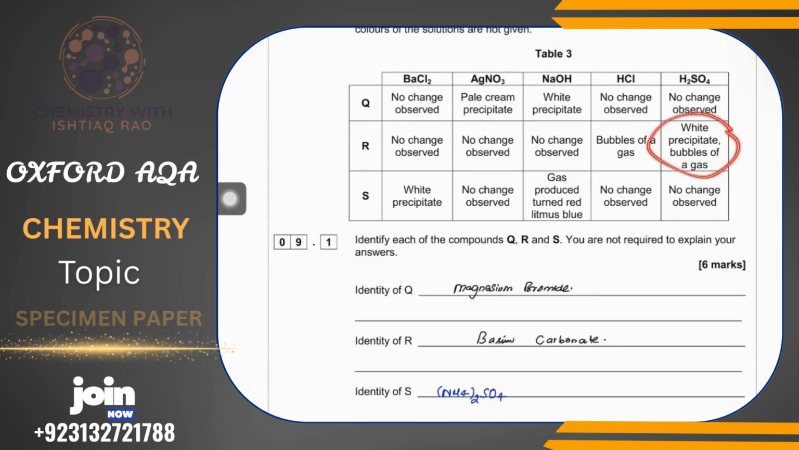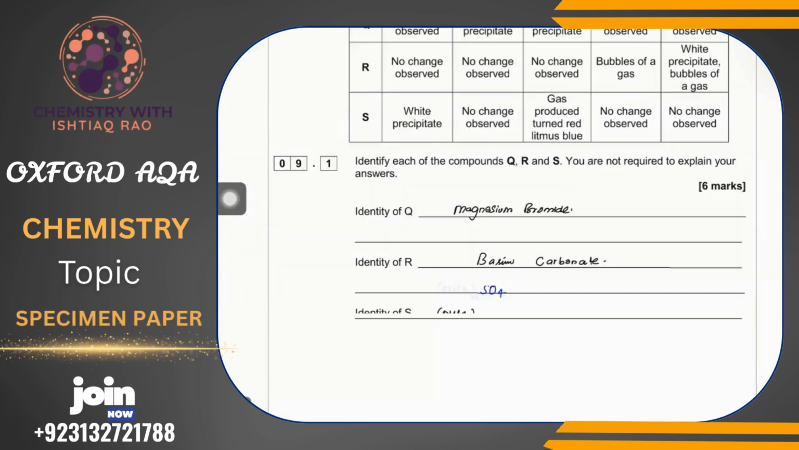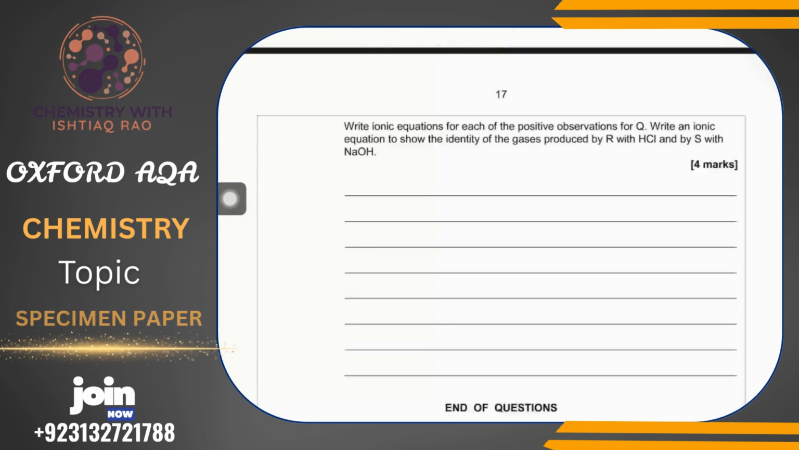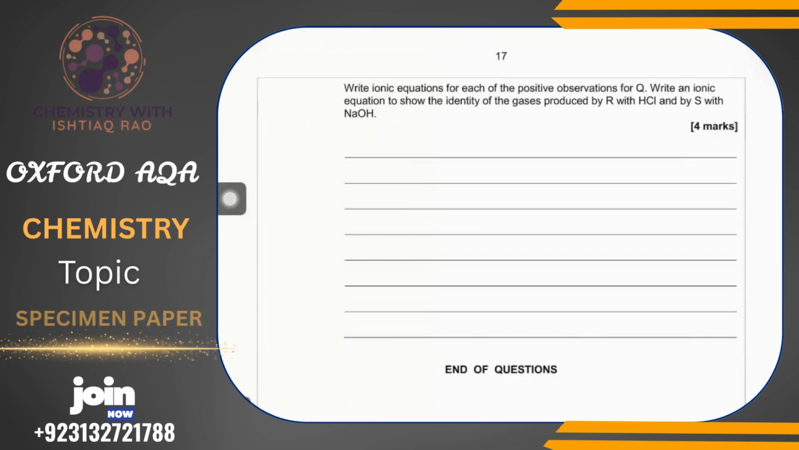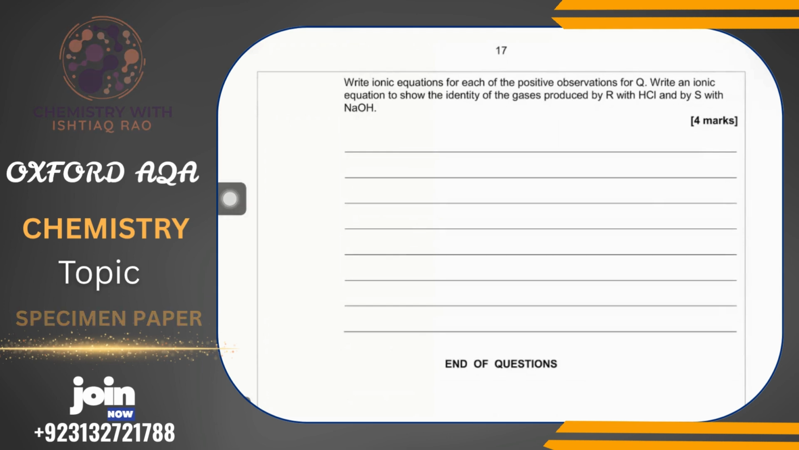It's barium carbonate. How is it barium carbonate? When it's reacting with H2SO4, it's going to give you the white precipitate. It means that barium sulfate is being formed. Of course, barium carbonate would not react with barium chloride, common sense. Yeah, it's a 4 marks question. Write ionic equations for each of the positive observations for Q. Write an ionic equation to show the identity of the gaseous product produced by R with HCl and by S with NaOH. Now you have to write down ionic equations, right?